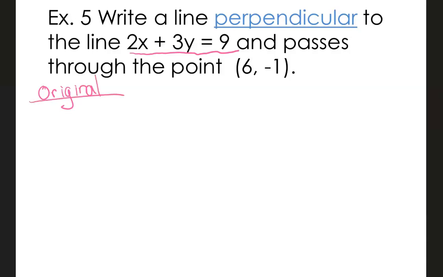All right, let's do some work with this original. So we're starting with 2x plus 3y equals 9, and I know I want to get this equation set equal to just y. So I'm going to get rid of this 2x here by subtracting it from both sides.